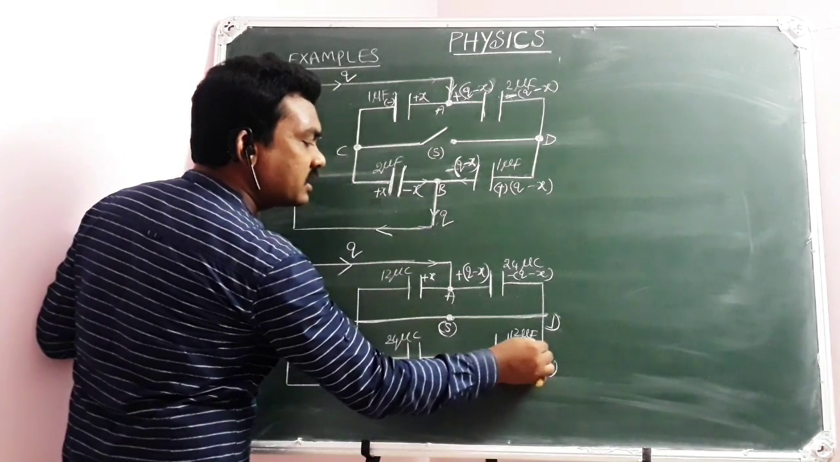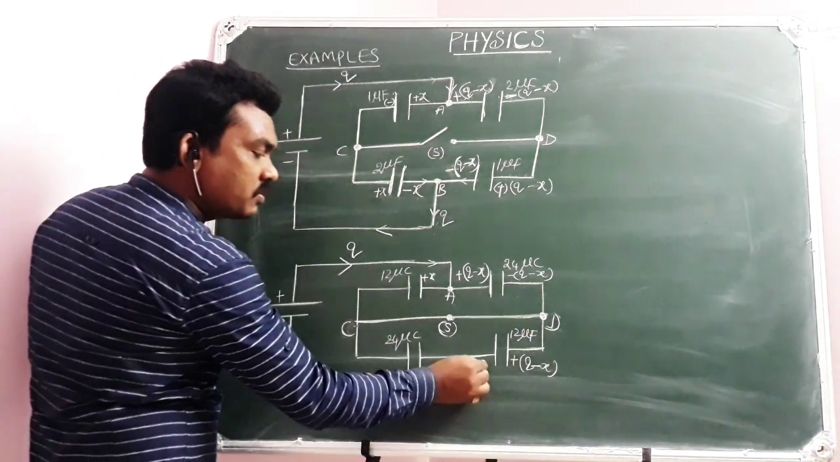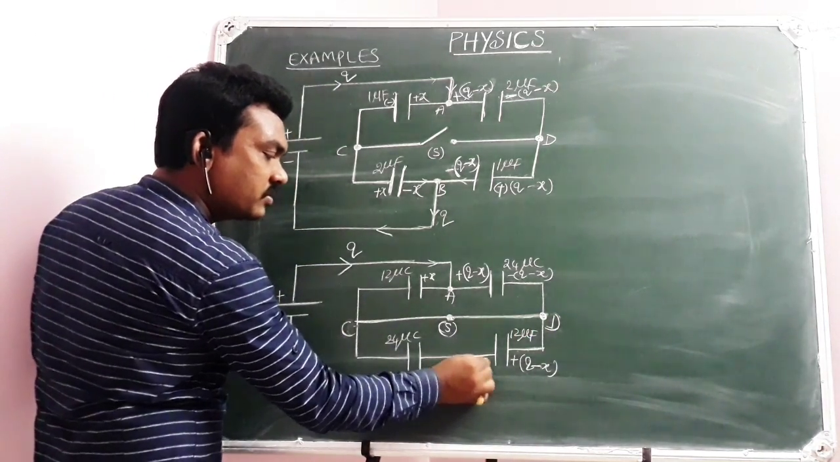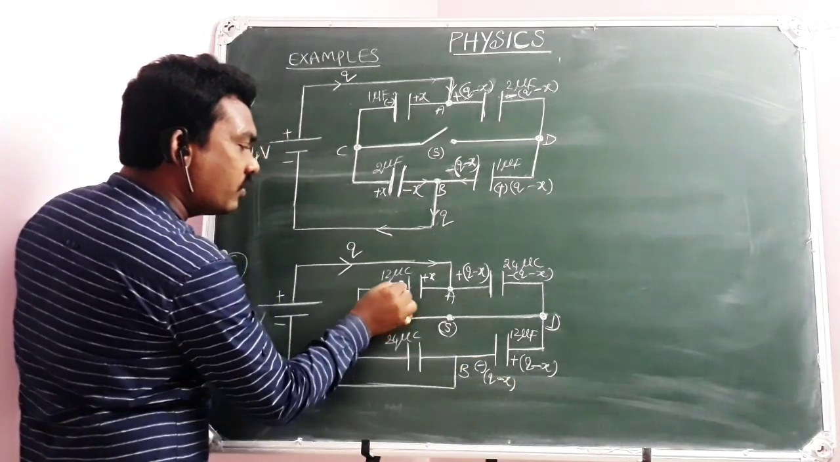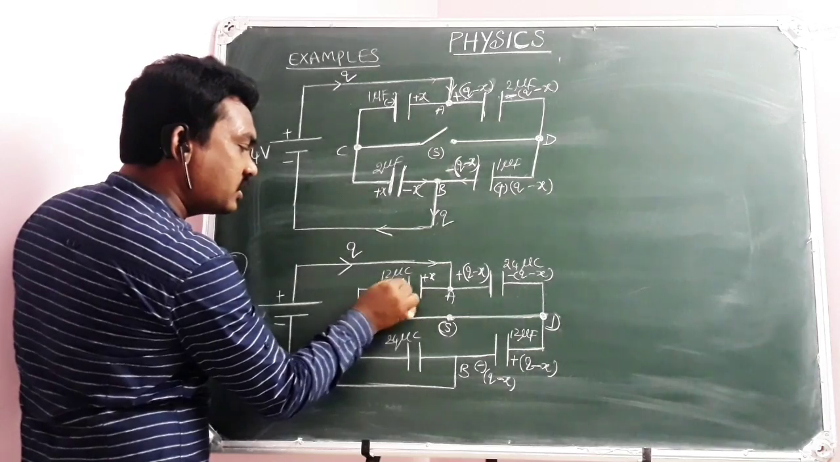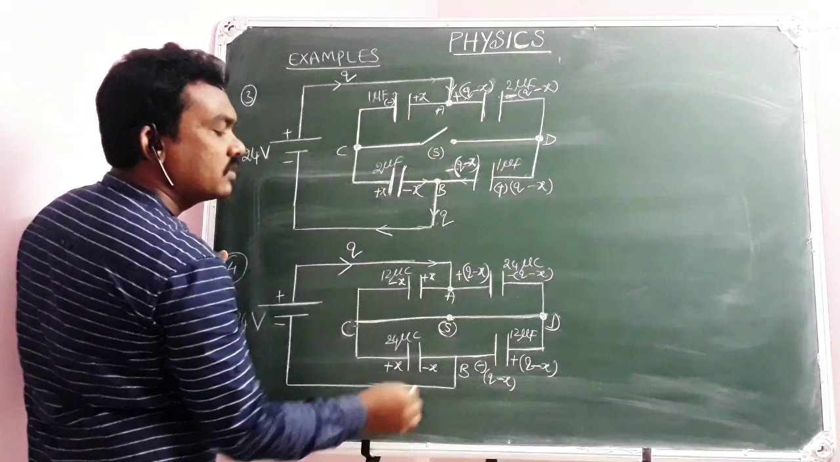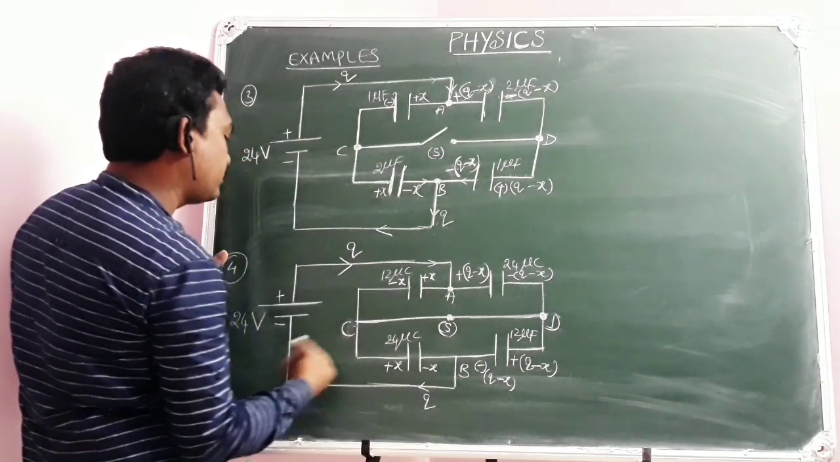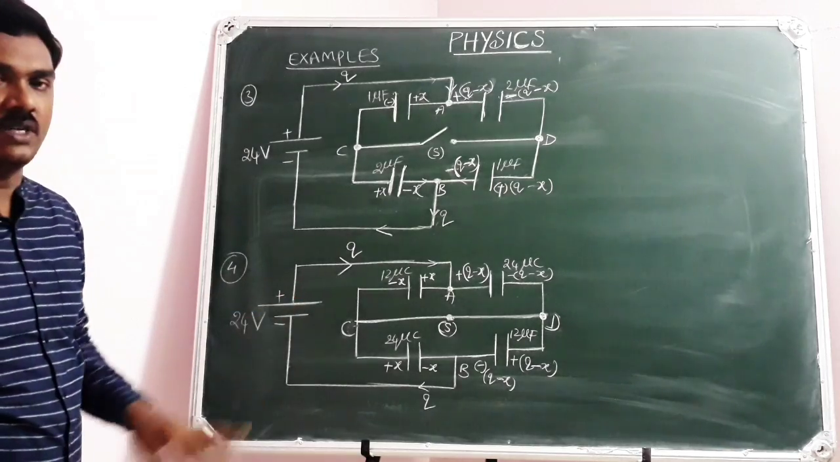Because here these two plates are meeting here, their algebraic sum of charges should be 0. So this is minus q minus x. And moreover, this is minus x. As this is minus x, this should be plus x. And here it is minus x. Ultimately q is coming. This is how the explanation will be, distribution of charges.